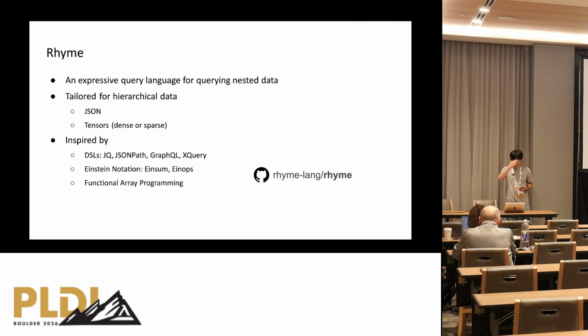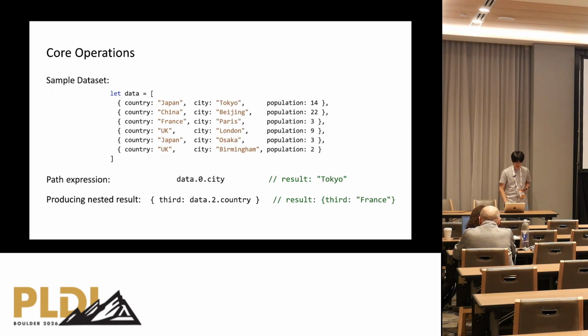conveniently. And the way tensor expressions are expressed in RHYME also has a close correspondence to einsum notation and, most recently, einops in Python. And we'll show that in just a minute. RHYME is also inspired by functional array programming, so you do not write explicit loops, and we'll see in a second how that works.